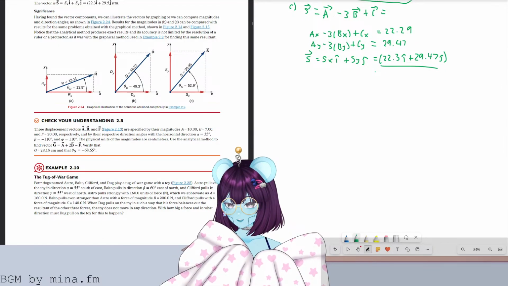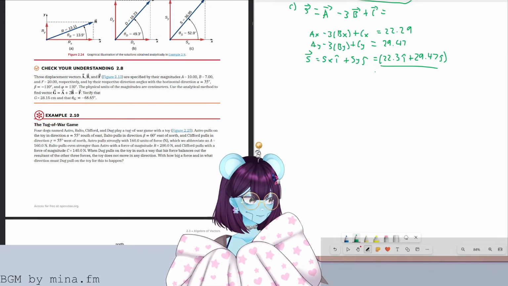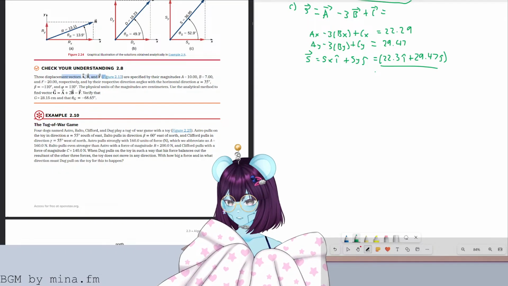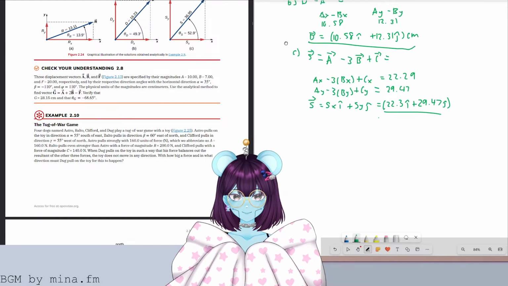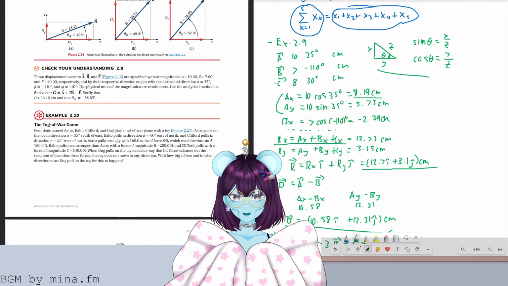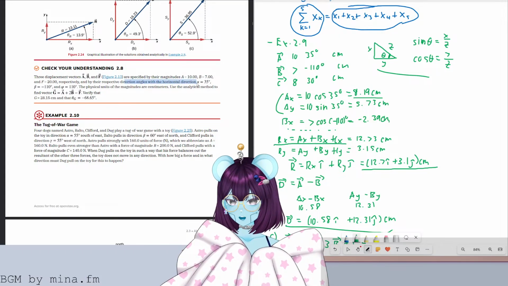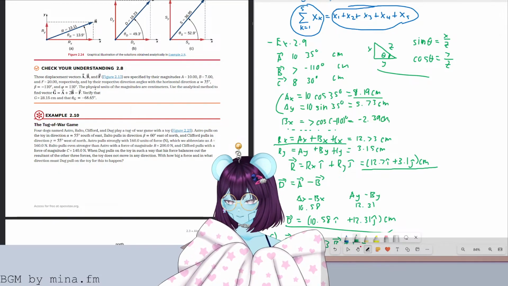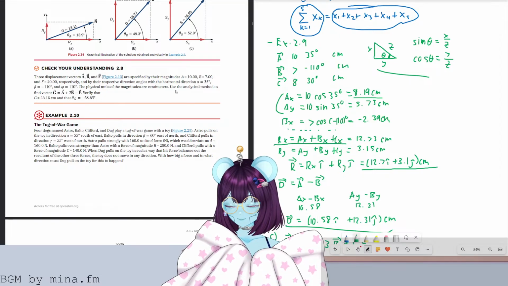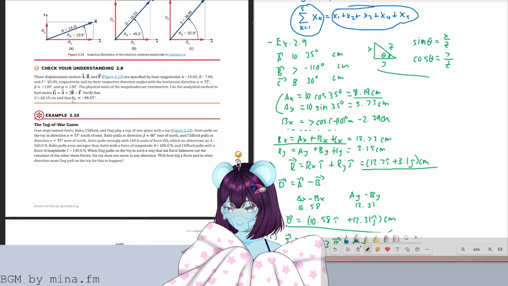So another example immediately. You can do check your understanding. I'm probably not going to do it, but I'll explain how to get the answer. So we get the 3 displacement vectors, similar to the other one. We have, so I guess you get 7, and then we get F, which is different, respectively by their respective direction angles, and that one has an angle of positive 110. The physical units of the magnitudes are centimeters. Use the analytical method to find vector G and verify that G is 28.15 centimeters and has the angle of that.